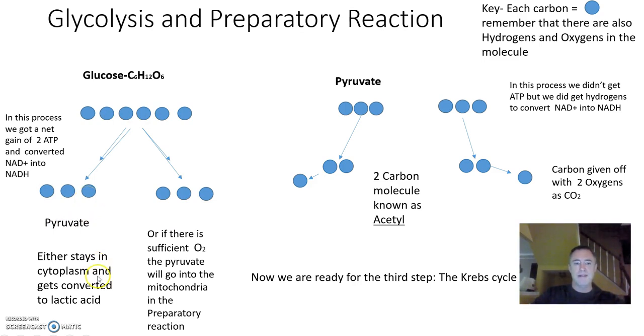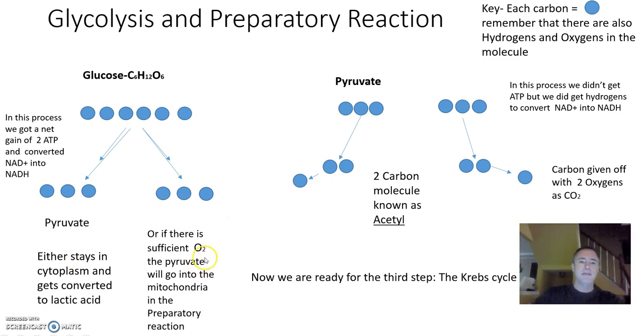But once we do get from the 6-carbon to the 2 3-carbon products, then the pyruvate can do one of 2 things. If we're doing an anaerobic exercise where we really don't have enough oxygen to continue the exercise, then the pyruvate will stay in the cytoplasm within the cell, but not in the nucleus, and it'll get converted through some more chemical processes into a product called lactic acid. And of course, when that builds up, that's why our muscles get sore.